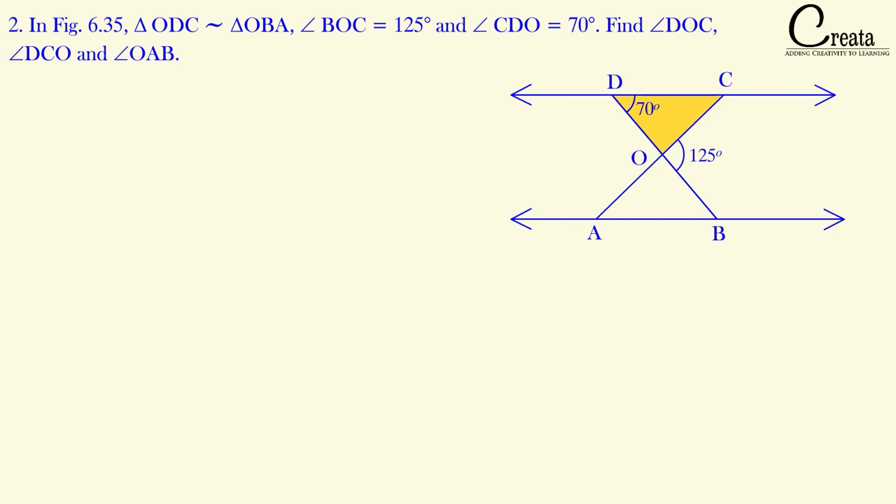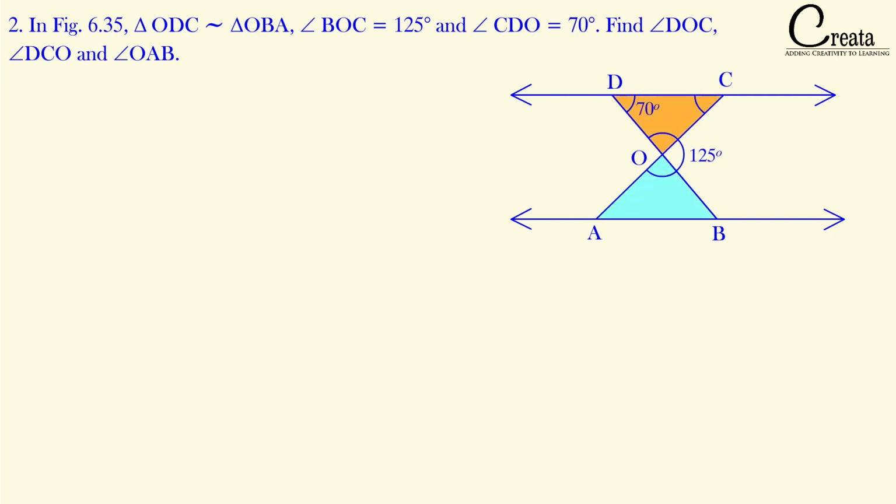Triangle ODC and triangle OBA are the two triangles which are given as similar to each other. Further, angle BOC is given as 125 degrees and angle CDO is given as 70 degrees. We have to find these three angles. Okay, so let's proceed with this question.